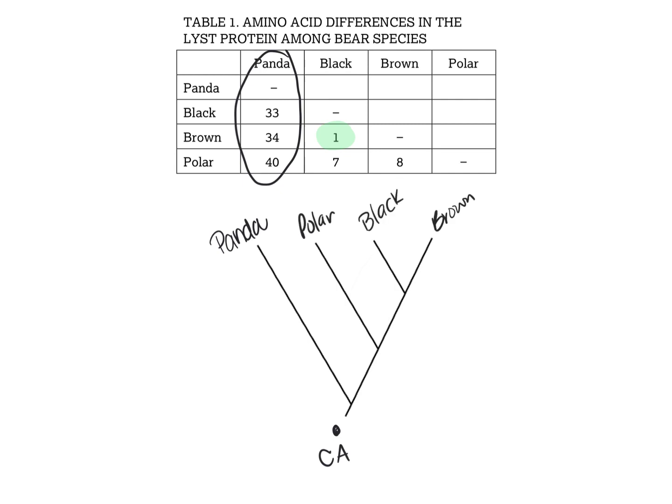And in the instructions, they ask us to circle the outgroup. So I'm going to circle the panda. Although you could just circle the name or the word panda, and that would be acceptable as well.